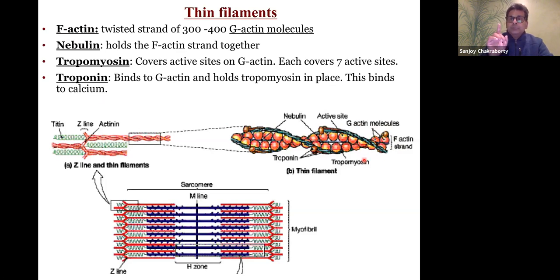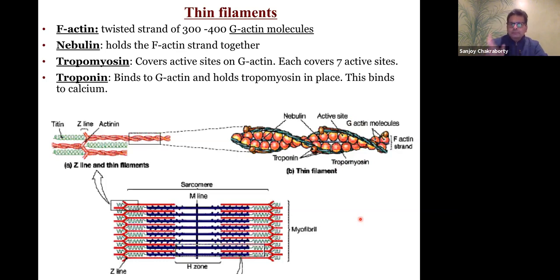Now, this is the important part. The G-actin, which looks like a tennis ball, has an active site on one side. In this figure, they put a yellow color. If you look right here, this yellow area is the active site of the G-actin. Active for what? Active for binding with the thick filament, which is made with a protein called myosin.